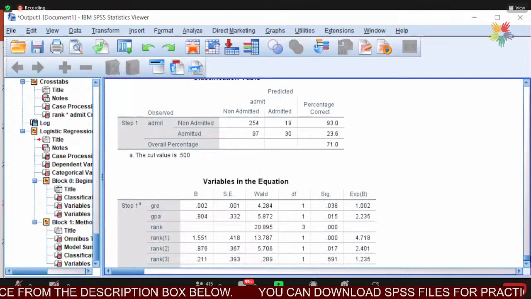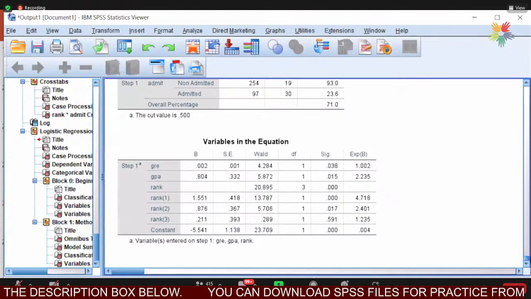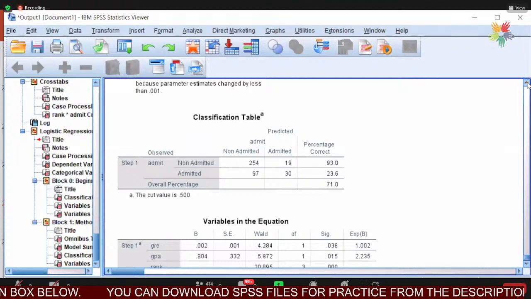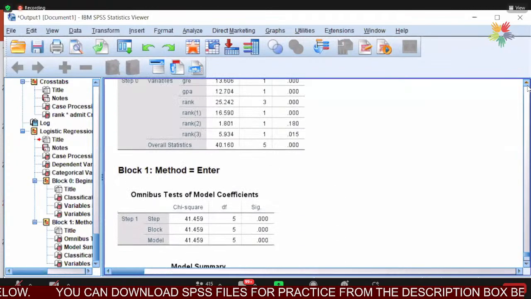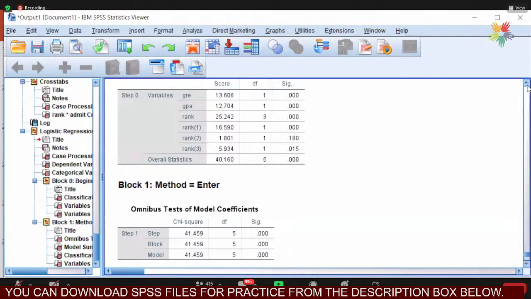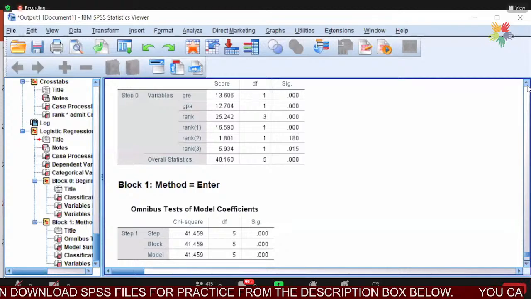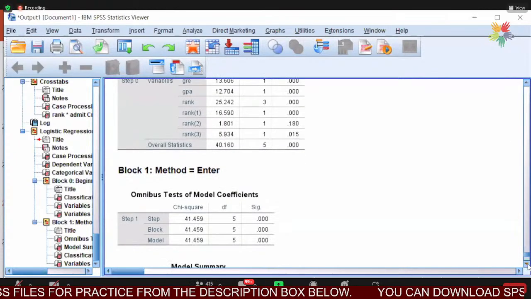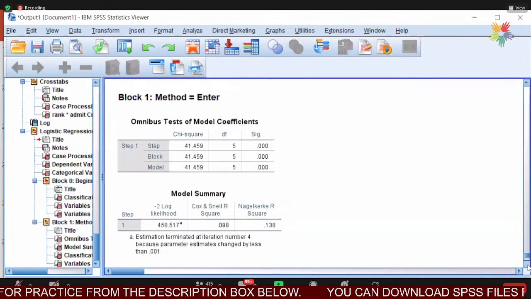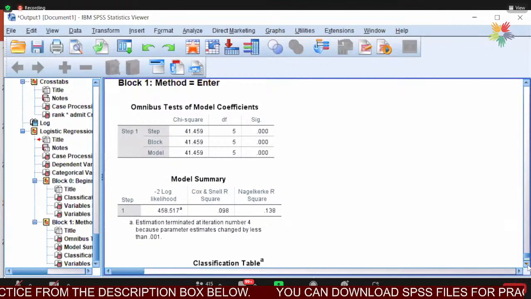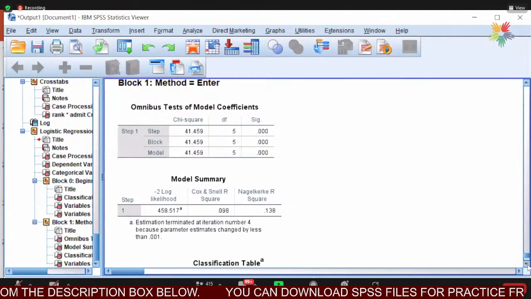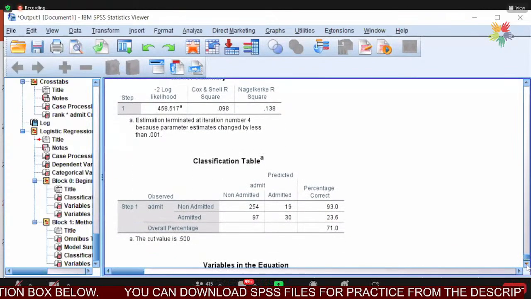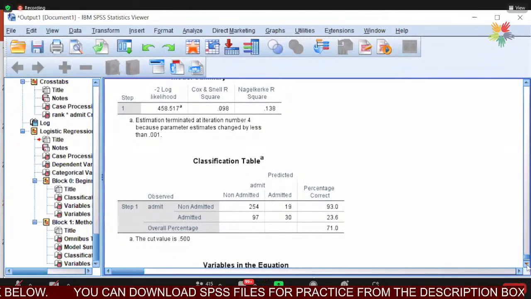So now 71%. Whether it is significant or not, we will look at whether the reduction is significant. Chi square reduced by 41, significantly reduced. My R square might have improved, right? R square improved to, earlier 0.6 something, it has improved. So my accuracy is 71%.